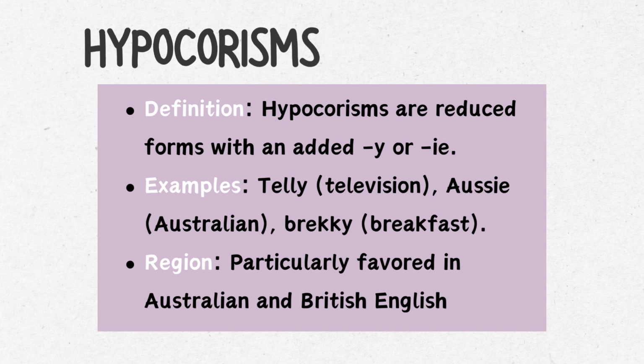Now let's take a closer look at hypocorisms. Hypocorisms are reduced forms with an added y or ie. For example, telly for television, Aussie from Australian, and brekkie from breakfast. Now let's look into the region where hypocorism is used widely. So it is particularly favored in Australian and British English.